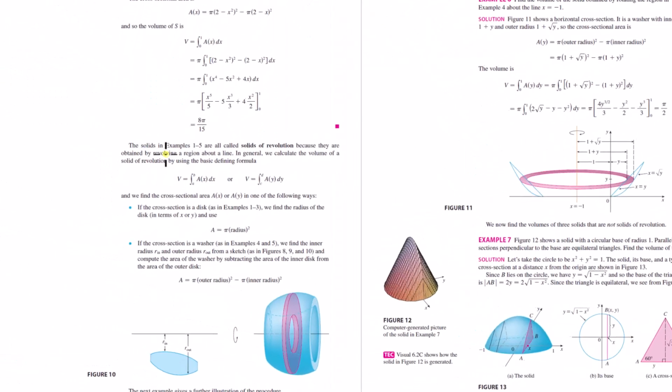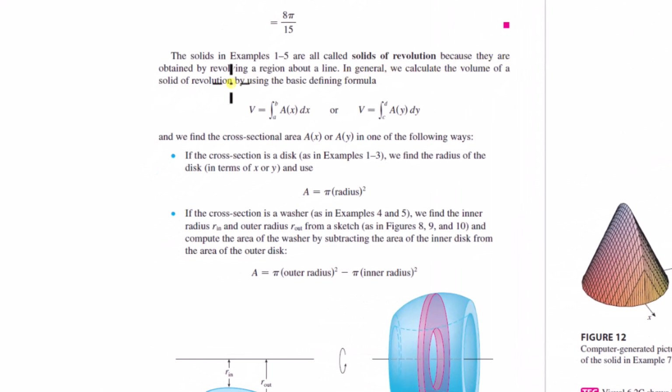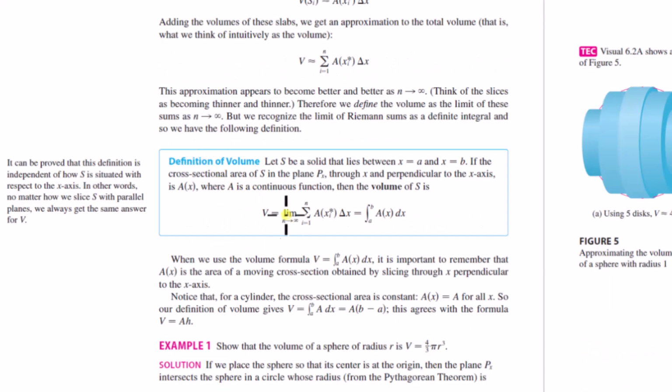Okay, it says the solids in examples 1 to 5 are called solids of revolution because they are obtained by revolving a region about a line. In general, we calculate the volume of a solid of revolution by using the basic defining formula. If you look at these formulas here, this is the exact same formula as for a general solid, not even a solid of revolution. So I don't even know why they said this, right? Look at this: V is equal to the integral from a to b of A of x dx. Let's come back. Definition of volume.